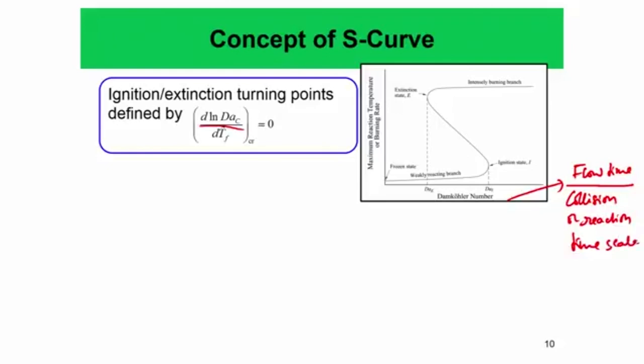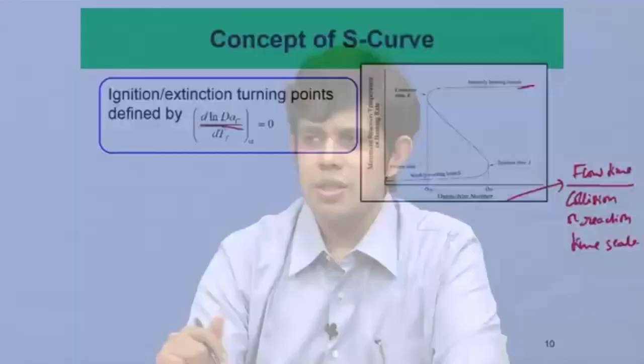Okay. So to summarize the previous analysis, this gives a clearer picture. If you start from here, this is the intensely burning branch, and if you reduce the damköhler number, that is, if you reduce your flow time scale with respect to the collision time scale, your flow velocity time scale can be reduced by increasing the velocity, or by decreasing the residence time, or by decreasing the length.